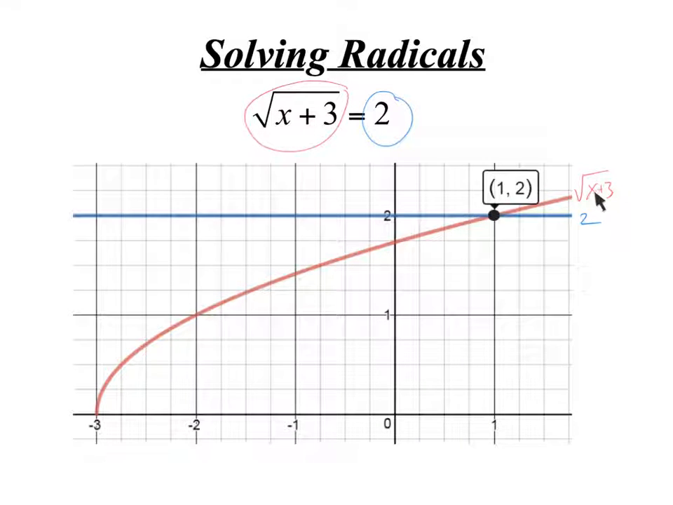This is y equals the square root of x plus 3, and this is y equals 2. And when you're solving an equation, what you're really doing is asking where they intersect. But you want the x value where they intersect, so the answer is 1.